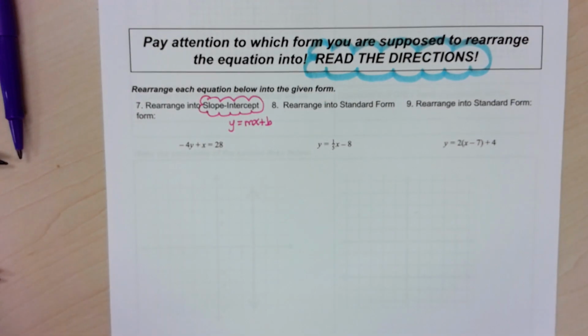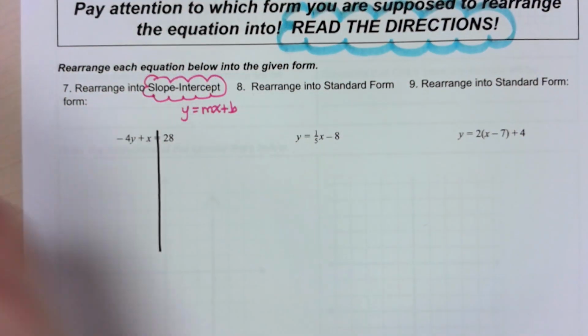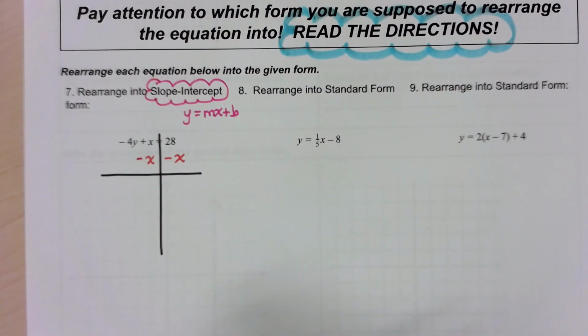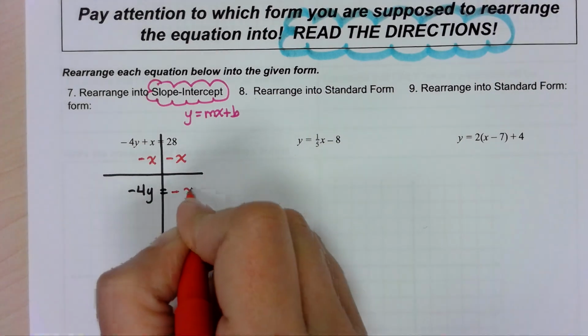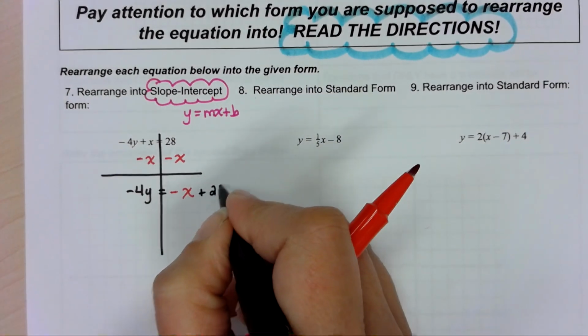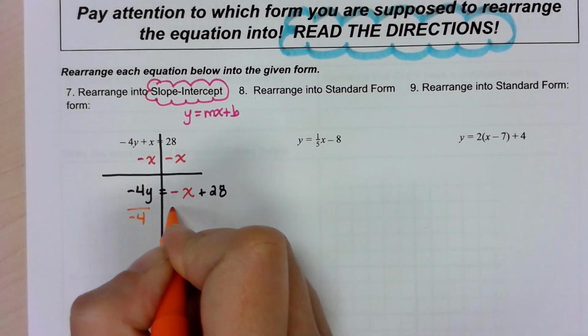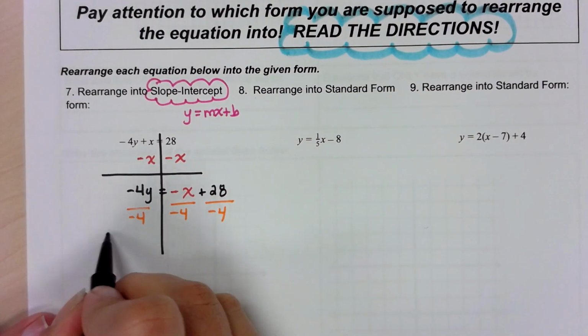So to make this equation in problem number 7 look like slope-intercept form, the first thing I'm going to do is subtract the x on both sides of the equal sign, which means my equation will be negative 4y equals negative x plus 28. Now I'm going to divide by negative 4 on both sides, and I'm going to divide everybody because I don't want my final answer to have a big fraction in it.